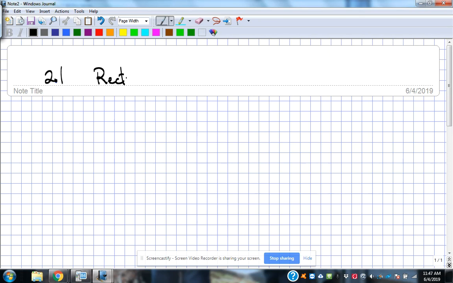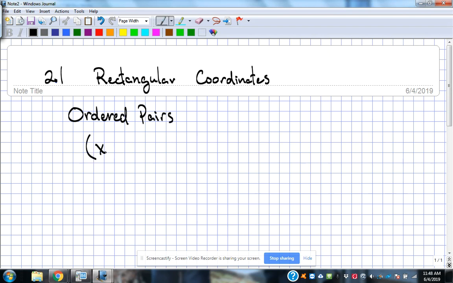So we're getting out of that review section and skipping over into chapter 2, section 1, and talking about rectangular coordinates. All right. When you're dealing with rectangular coordinates, let me grab a straight edge from my bag real quick. Rectangular coordinates, what we're talking about are ordered pairs. So we'll start with that. Ordered pairs, always x comma y. X is in the front, y is in the back.